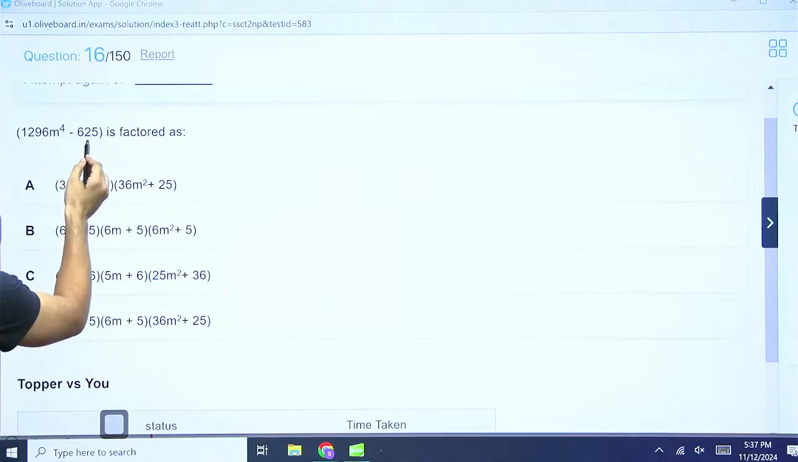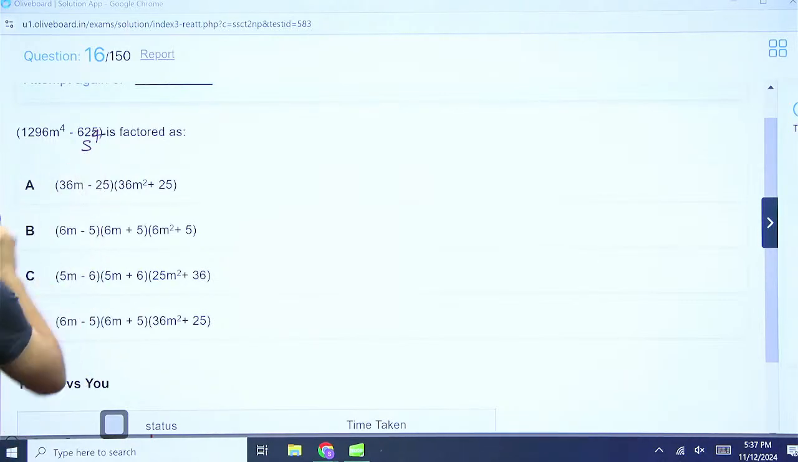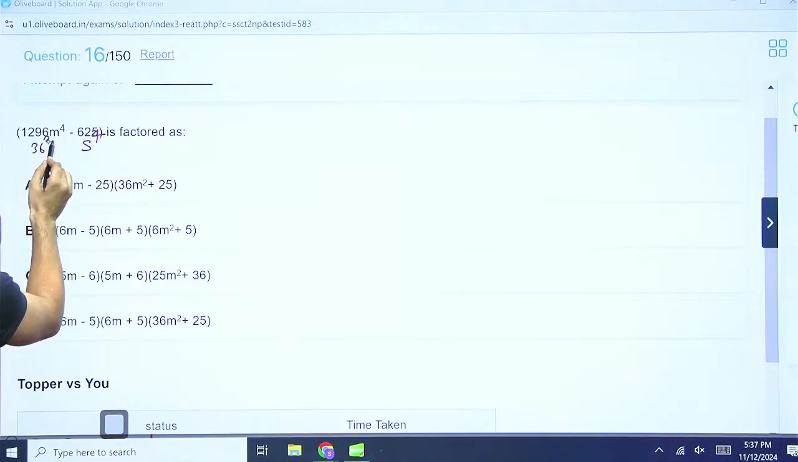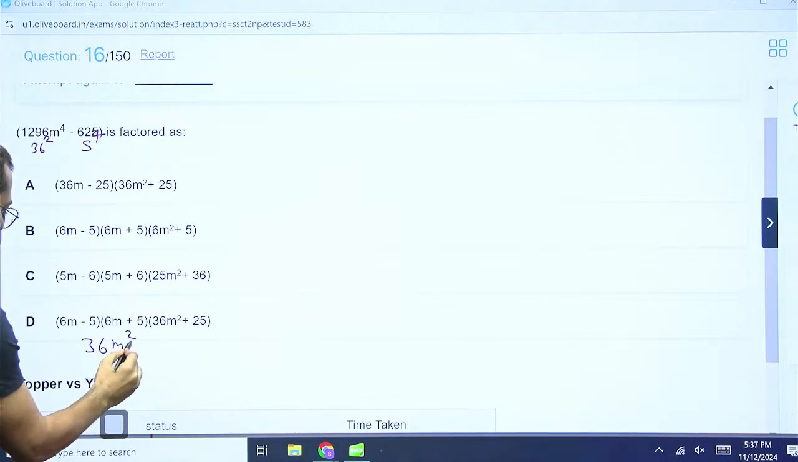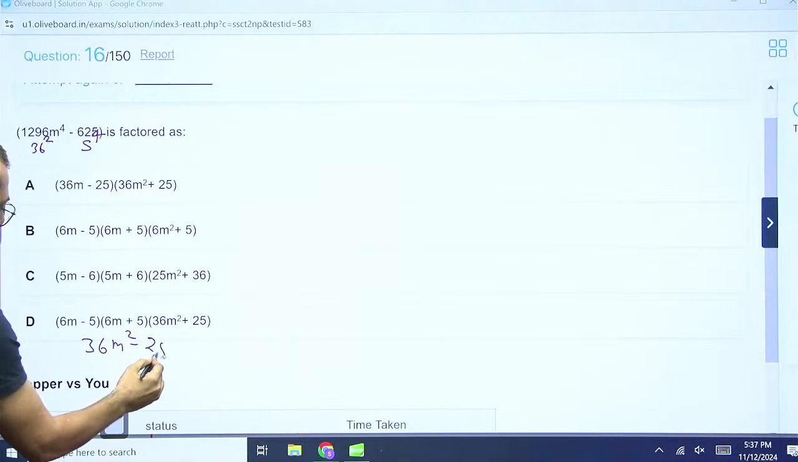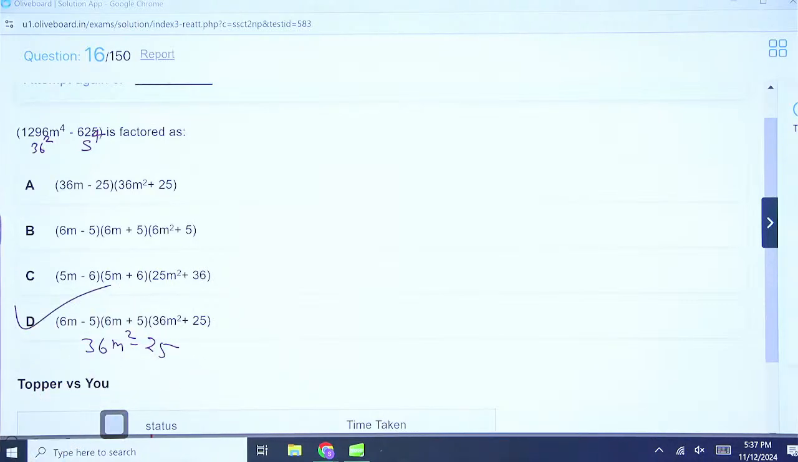So we can say that this is 5 to the power 4. Yes, and this is 36 square, right? So we are going to split it. So we can say that here we will get how much? 36 m square minus 5 square, or we can say that 25, right? So option D, by observing we can say that option D is following, right?